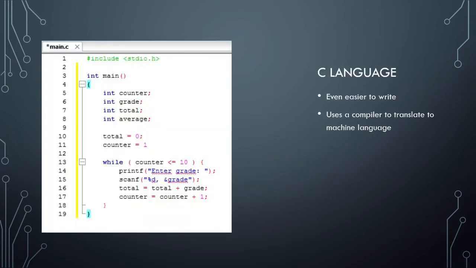This time I have a snippet of C language here. This is a snippet of a C language code. And hopefully you'll see that it is even easier to read than assembly language. Right here, we have a counter that's easily recognizable. That's actually a full English word. There's no crazy abbreviation going on there.